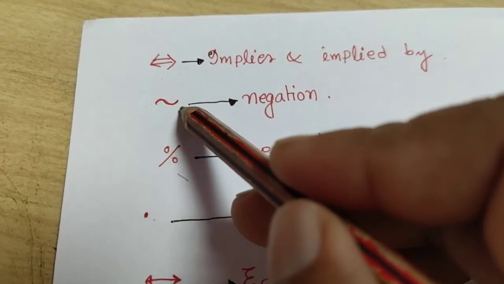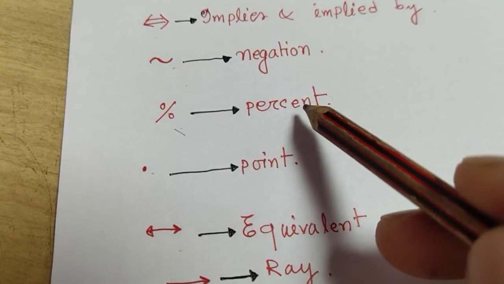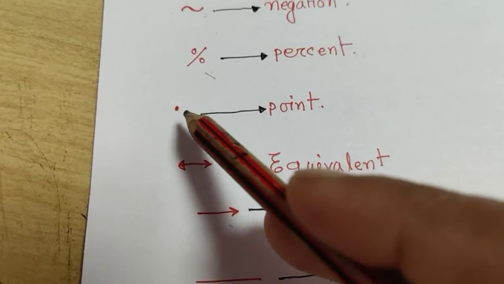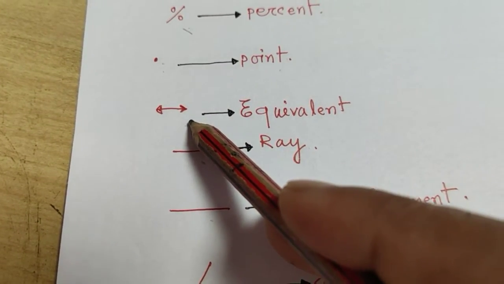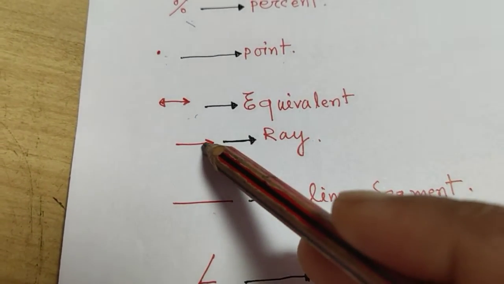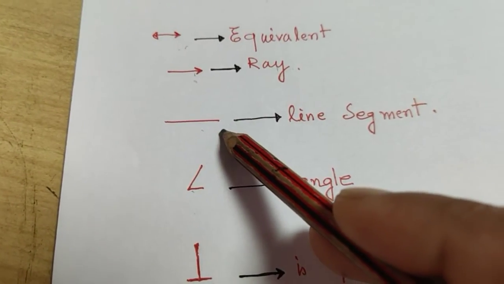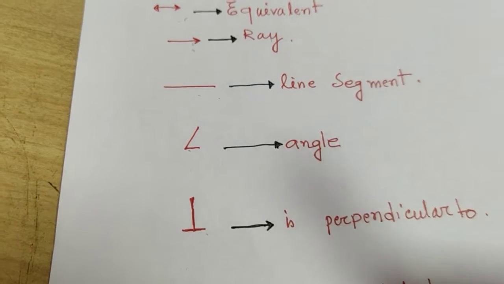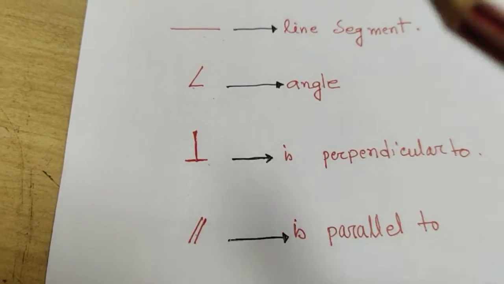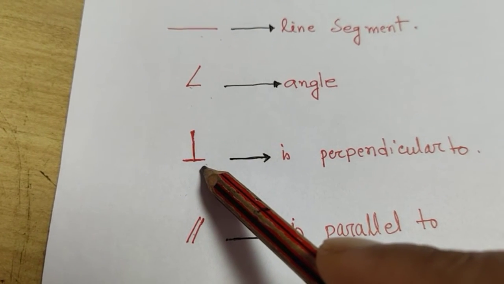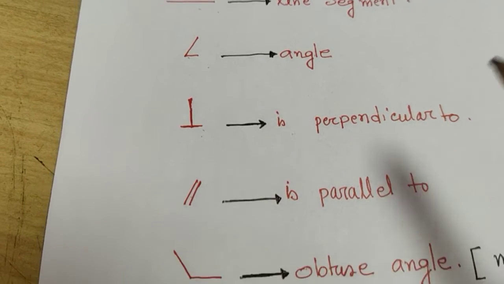This notation, negation. This notation, percent. This notation for point. This notation for equivalent. This notation for ray. This notation, line segment. This notation stands for angle. This notation also stands for angle, but it is perpendicular angle.